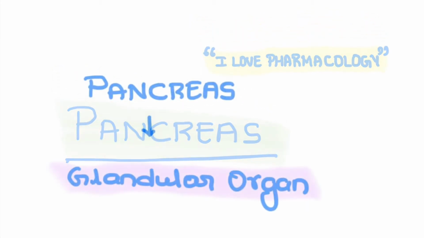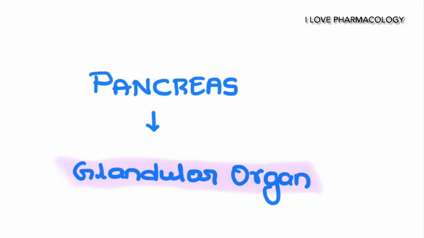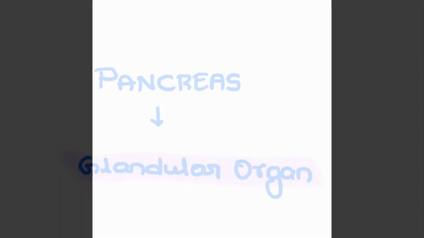Let's learn about the pancreas. The pancreas is a glandular organ which is present in the upper part of the abdomen. It has both endocrine and exocrine functions. In the exocrine function, there is a secretion of many digestive enzymes.